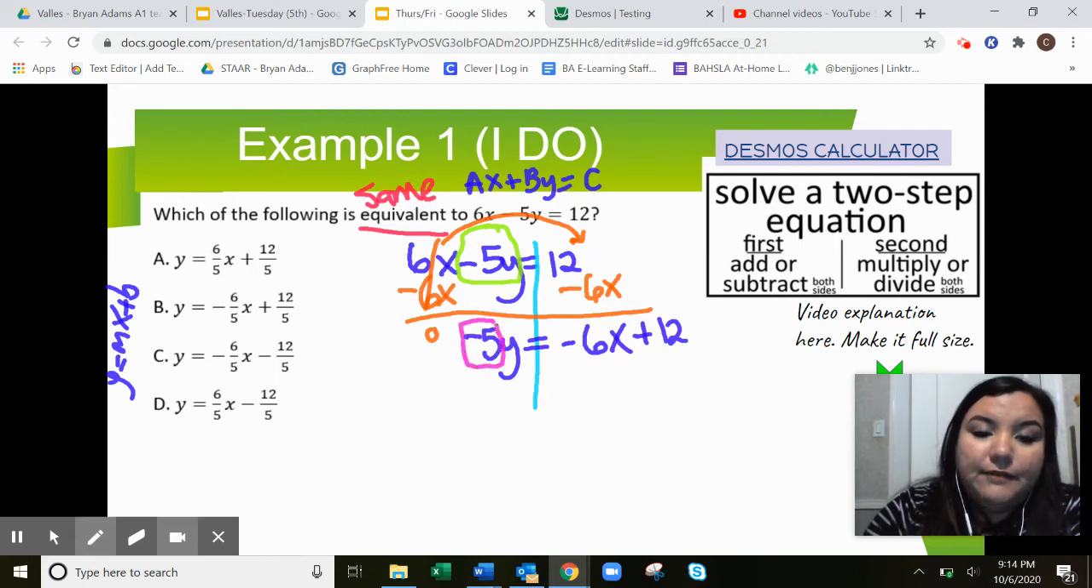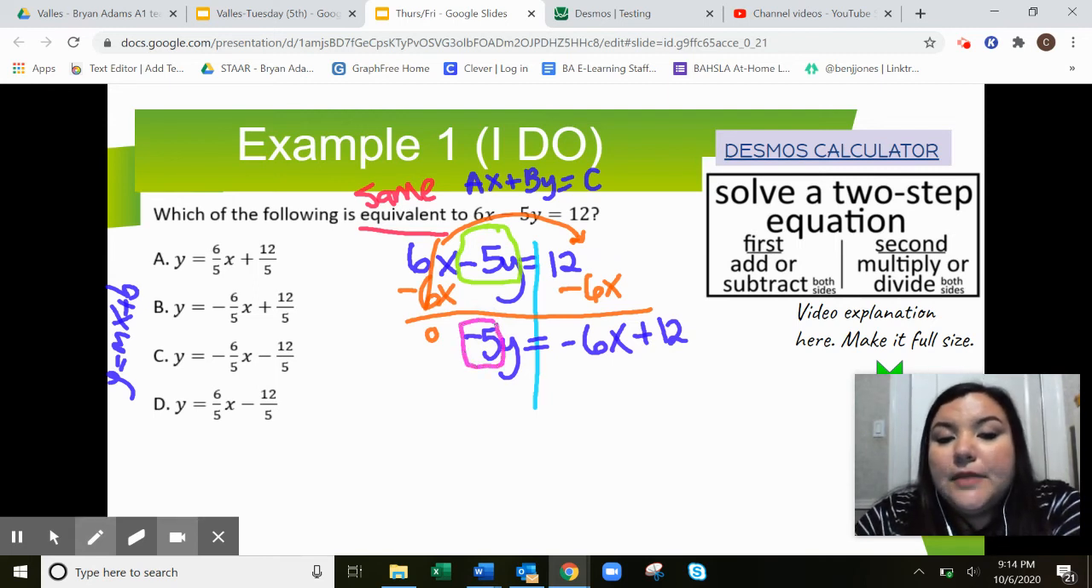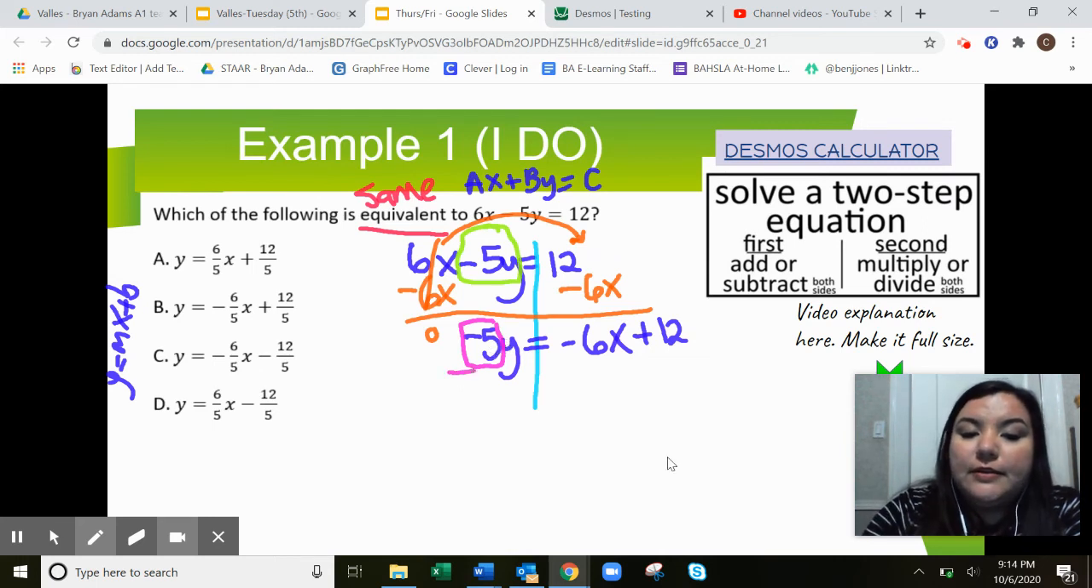So that means that the negative 5 is in the way. Our next step is to then get rid of that negative 5. So remember, if it is a number and a variable side by side, you have to divide because this is multiplication. It is negative 5 times y. So I'm going to divide by negative 5.